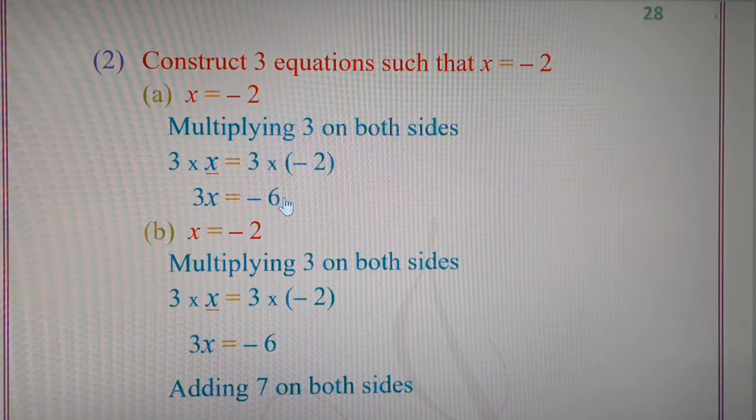3x equal to minus 6 is the equation we are forming such that the answer of this equation will be minus 2. When 3x equal to minus 6 is solved further, we will get the answer x equal to minus 2. Let us try formulating another equation, but we will use the same condition x equal to minus 2.